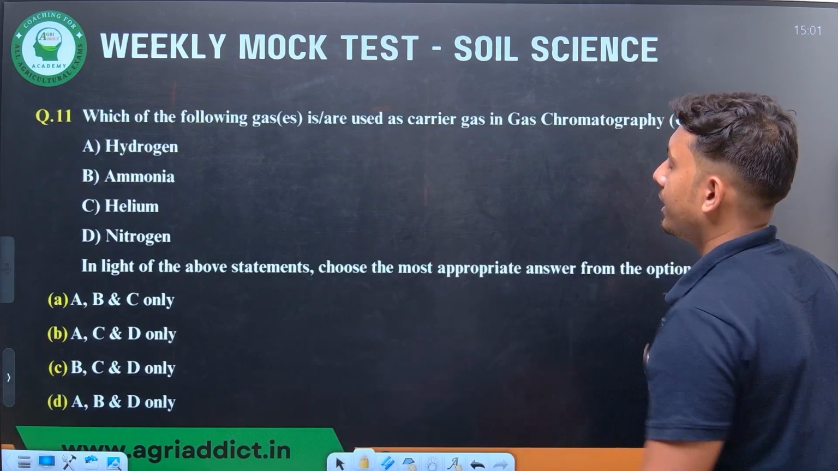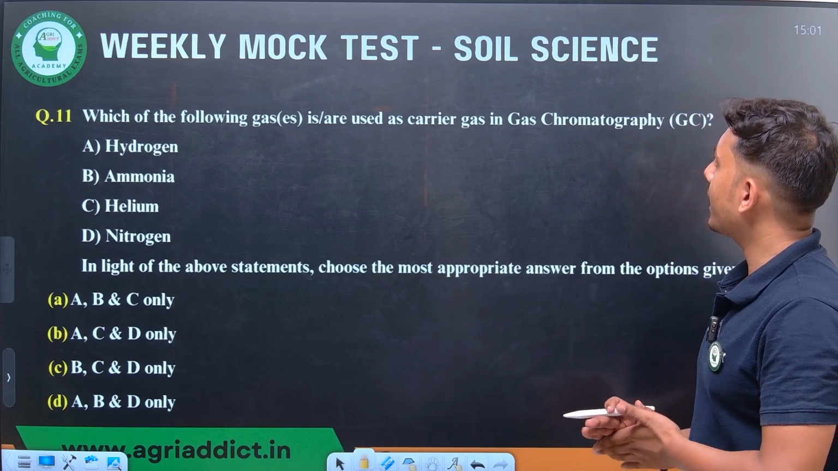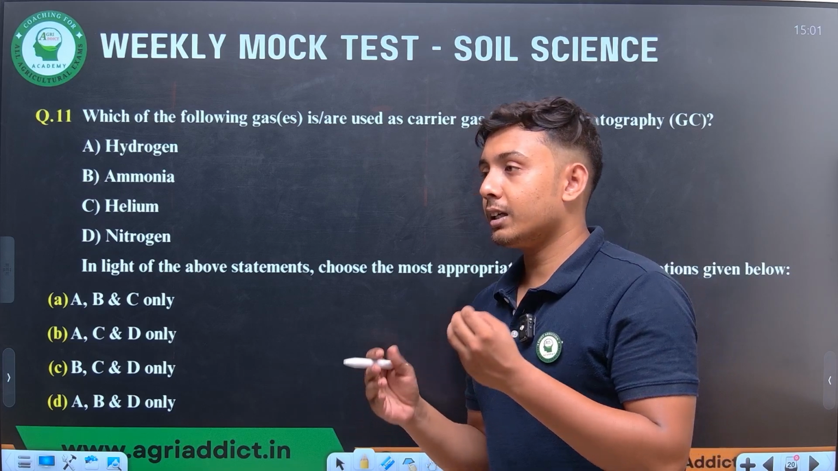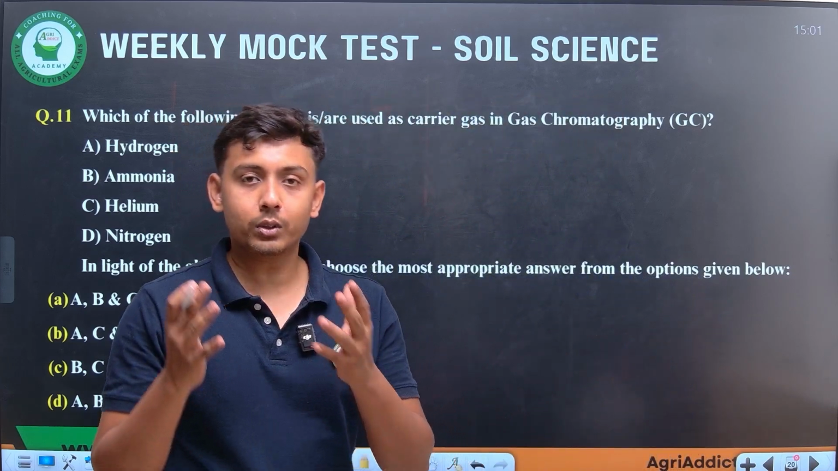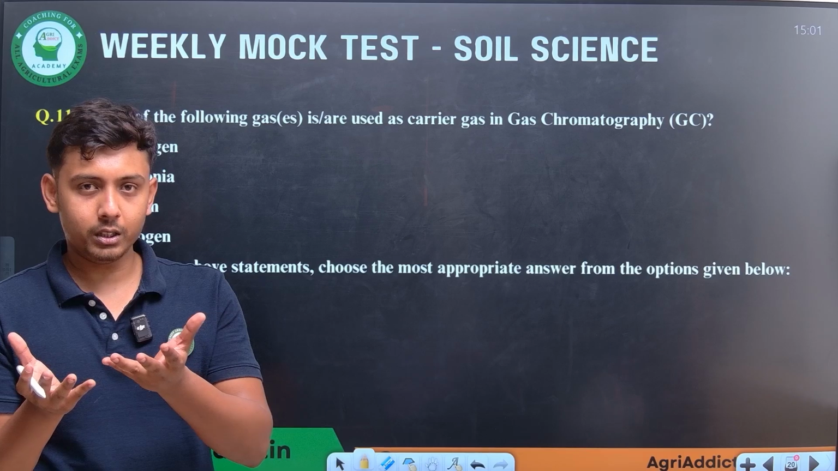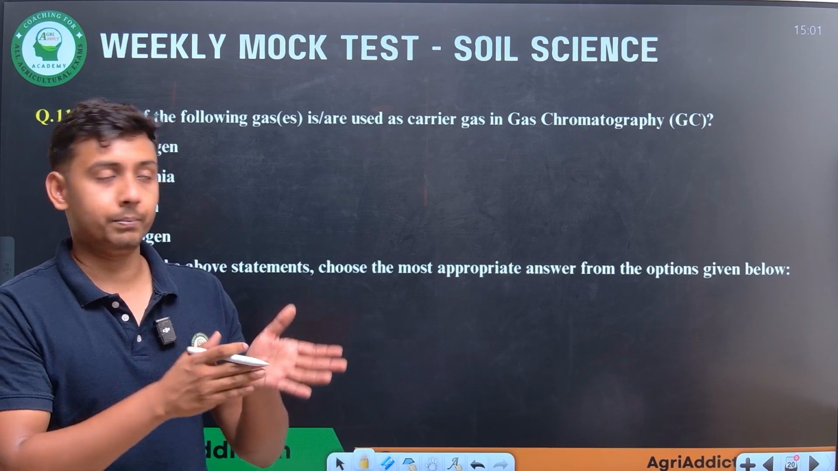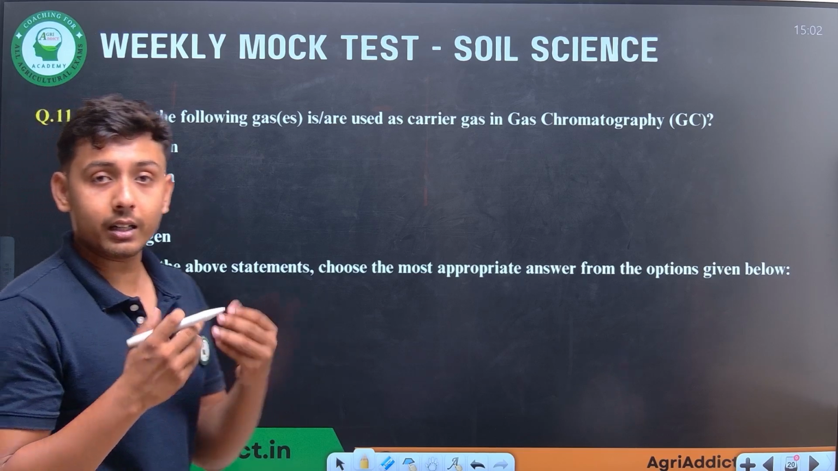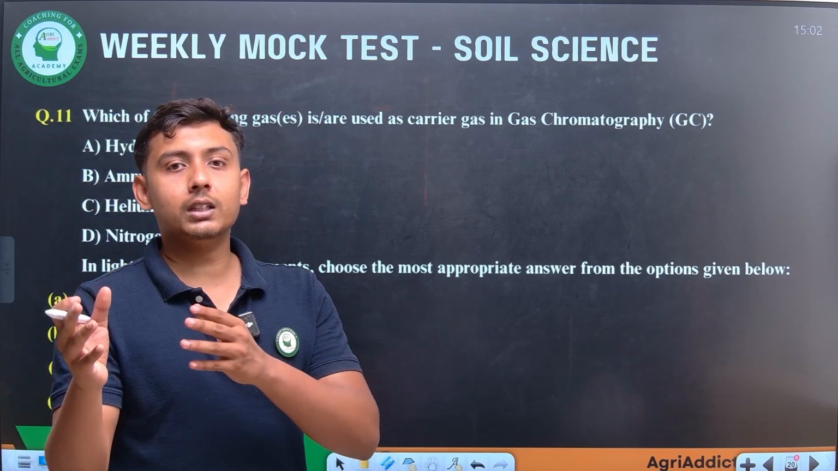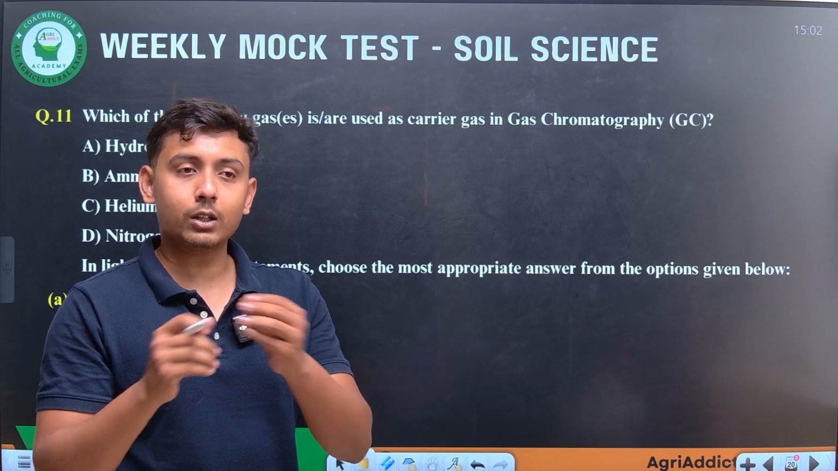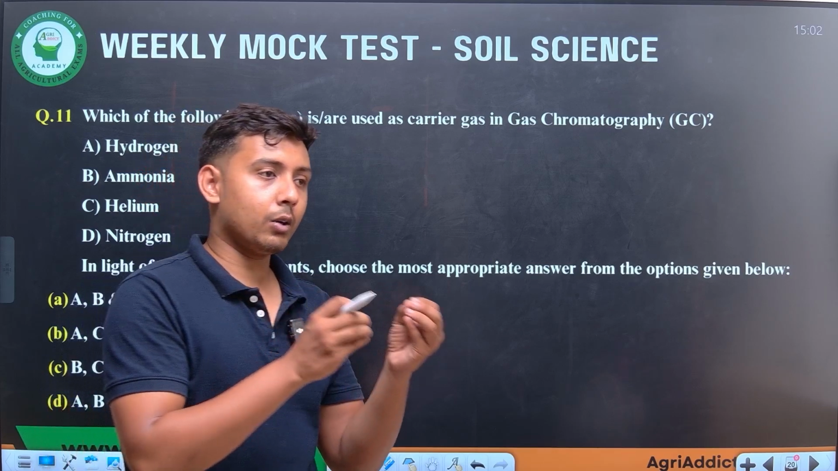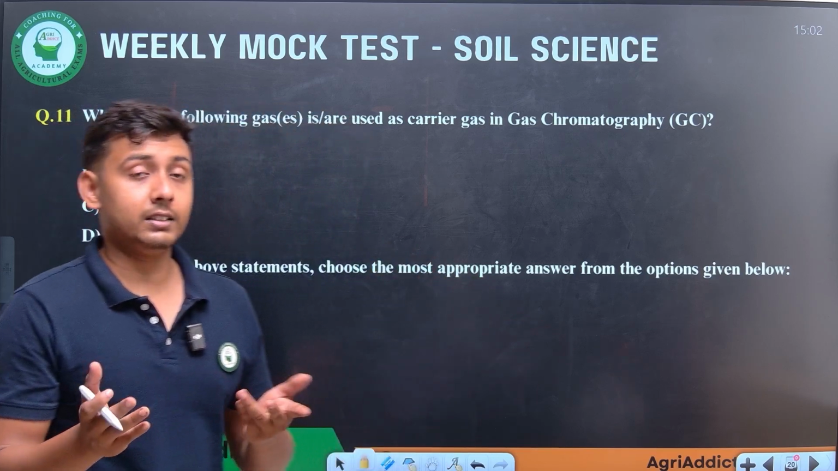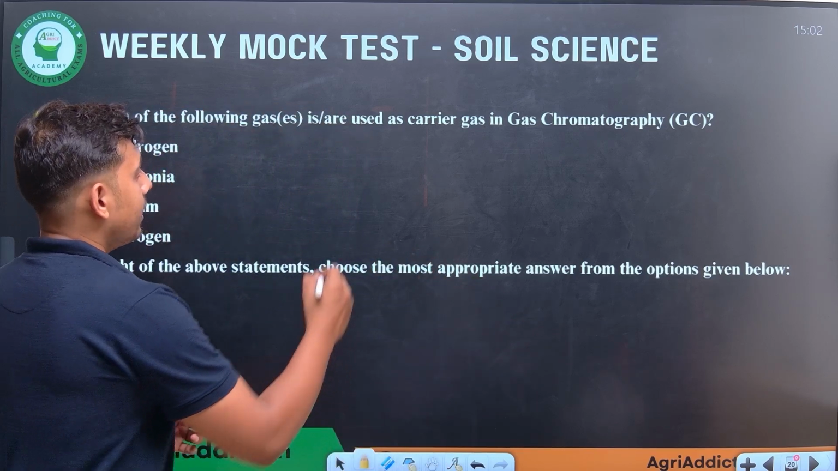So next is, which of the following gas are used for carrier gas in gas chromatography? So in gas chromatography, the function of carrier gas is to carry the sample component through the oven or through the column. So the carrier gas should be inert in reaction. That means it will not react with the sample. If it reacts with the sample, the component will be changed, and there will be a fault or error in the estimation of those component or analysis also. So it should be inert.